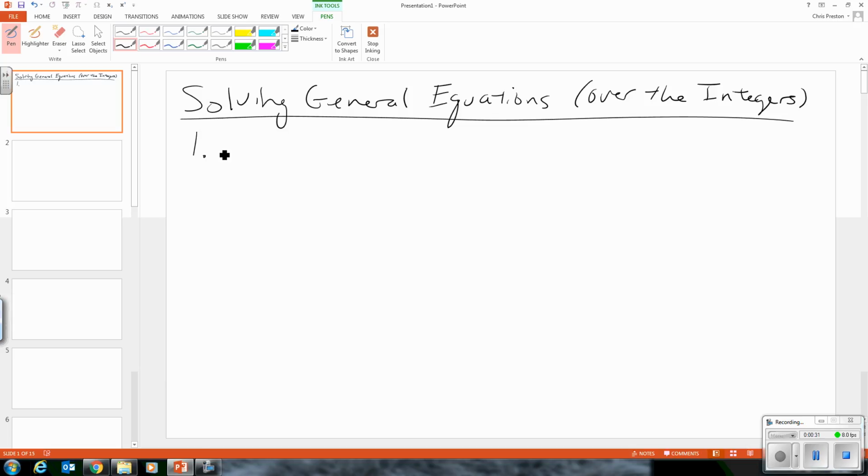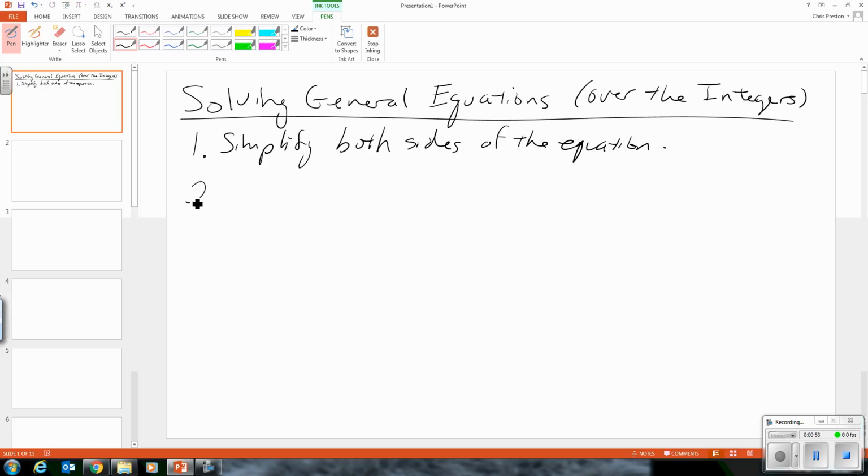First thing you want to do is simplify both sides of the equation. So make them look as nice as you can, combine like terms, distribute, all that stuff individually each side.